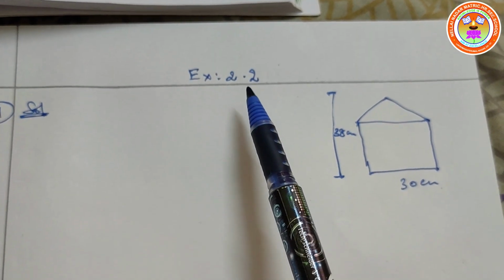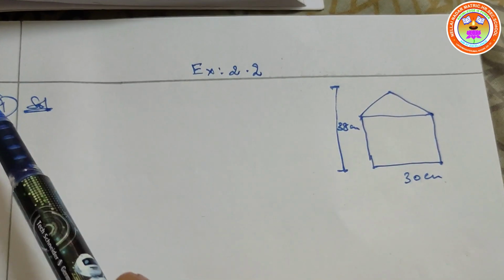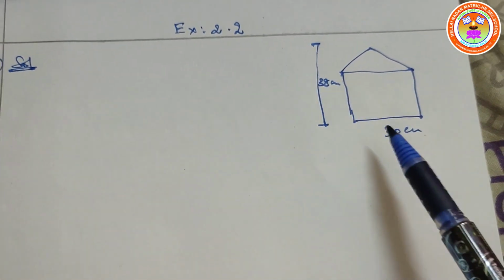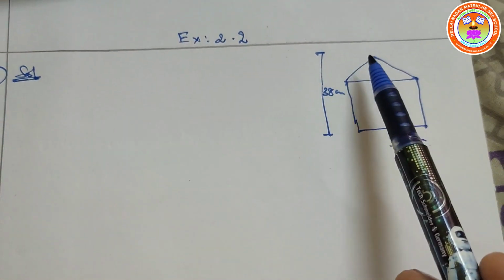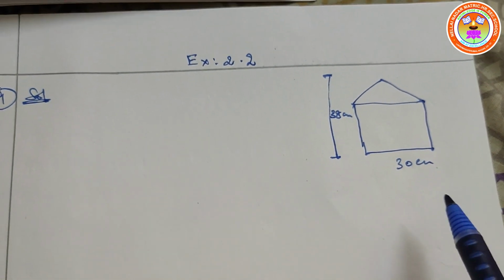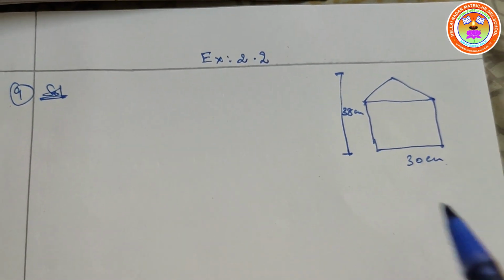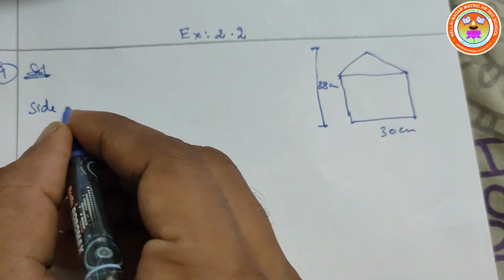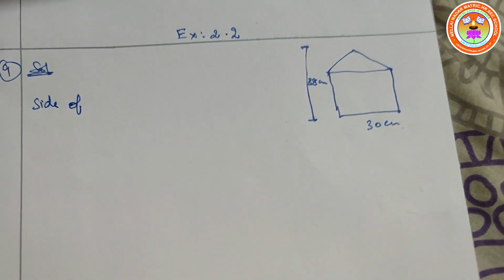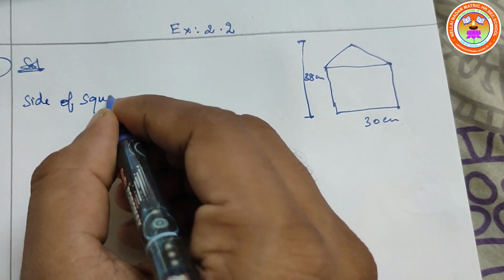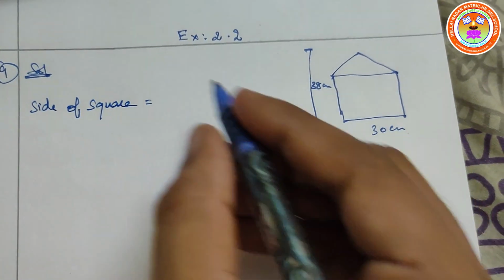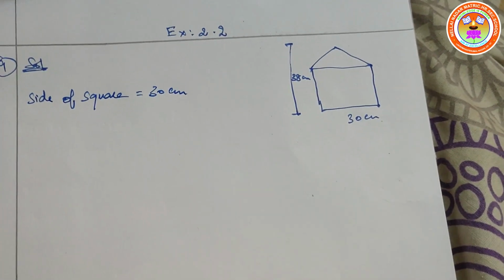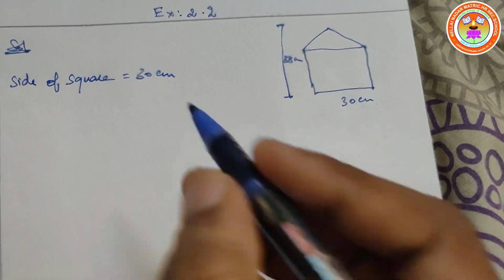Exercise 2.2, ninth sum. The diagram is a glass painting. A square is there. On the square a triangle is there. We have to find the area of this glass painting. First of all, we'll find the side of the square. Side of the square is equal to 30 centimeter.